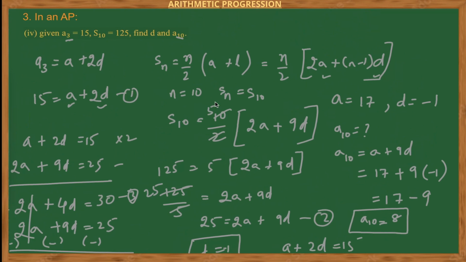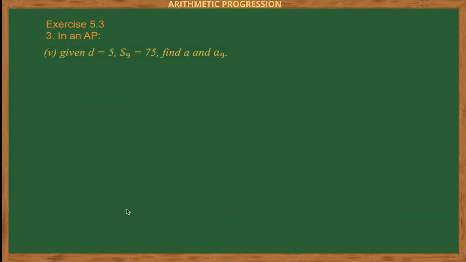Okay, so we have done this, found, identified D, identified A10. So this is what is being asked. So let's move to the next question, students. Given D, S9, the sum of the n terms, is given as 75. Find A and AN. So we can find it, and we can use the similar concept here.